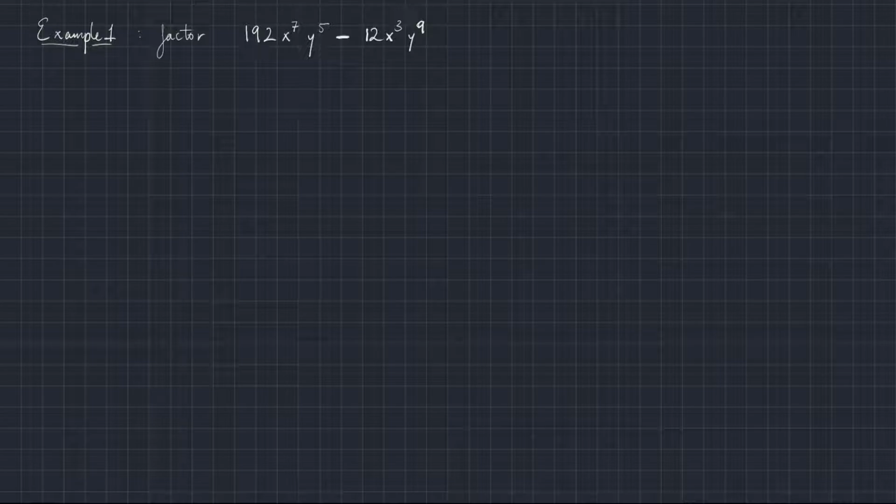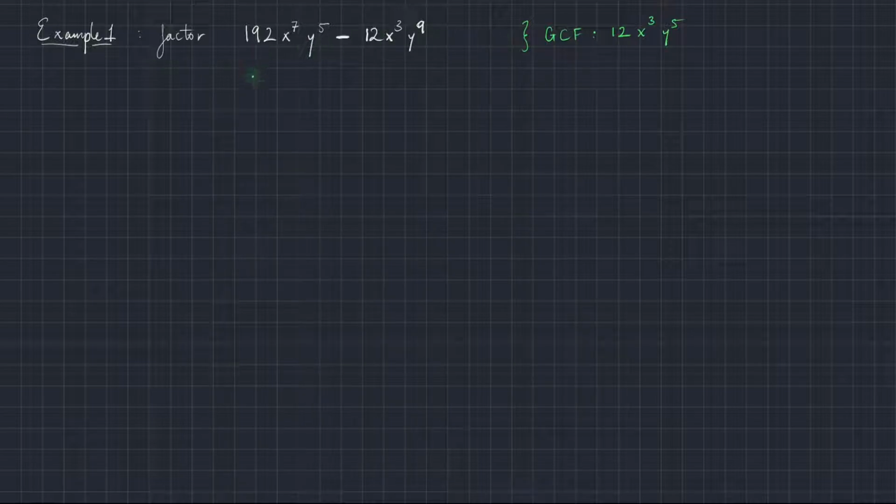Now at first glance, this does not look like a difference of perfect squares. But we know from experience that the first step is to always pull out the greatest common factor. So you can pause the video and try to find the greatest common factor. If you did everything correctly, you should have obtained the GCF to be 12x cubed y to the 5.